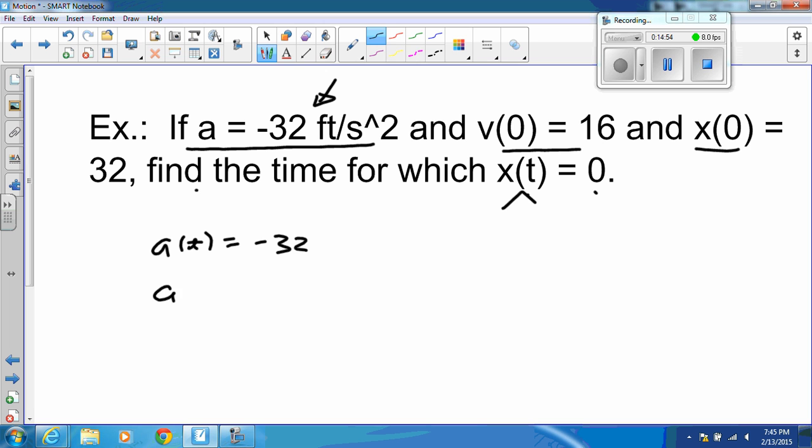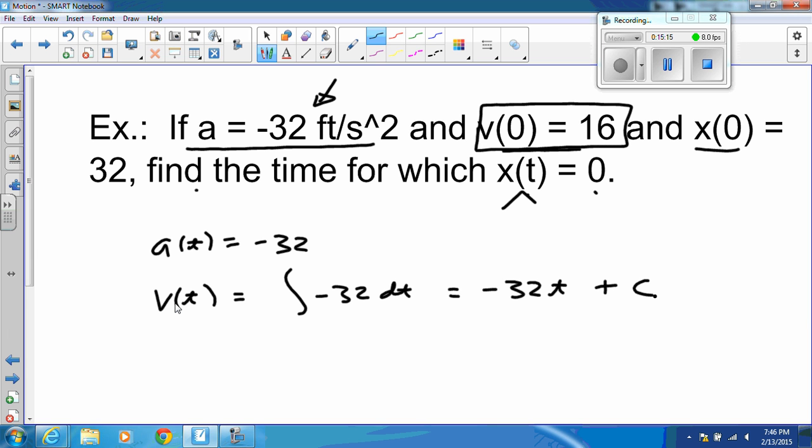So what can I do with this? Well, because I am given the acceleration, a of t, I can use that to find the velocity, just as we did in the previous problem. I can say that velocity is equal to the antiderivative of the acceleration. Looking for the function whose derivative is negative 32, and that would be negative 32t plus c.